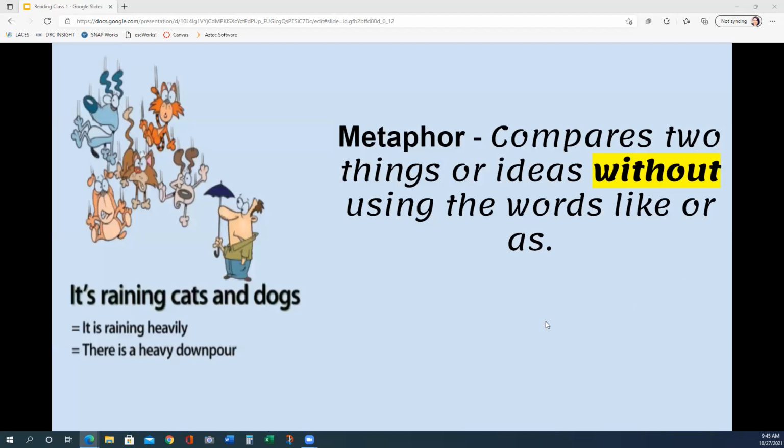So a metaphor compares two things or ideas without using like or as. So if I say it's raining cats and dogs, I'm not saying it is raining like cats and dogs. I'm flat out saying it's raining cats and dogs. Well, what does that mean? Is it actually raining cats and dogs? No, it just means that it's raining very hard or very heavily, or maybe it's a heavy downpour of rain. So again, we're comparing two things without using words such as like or as.